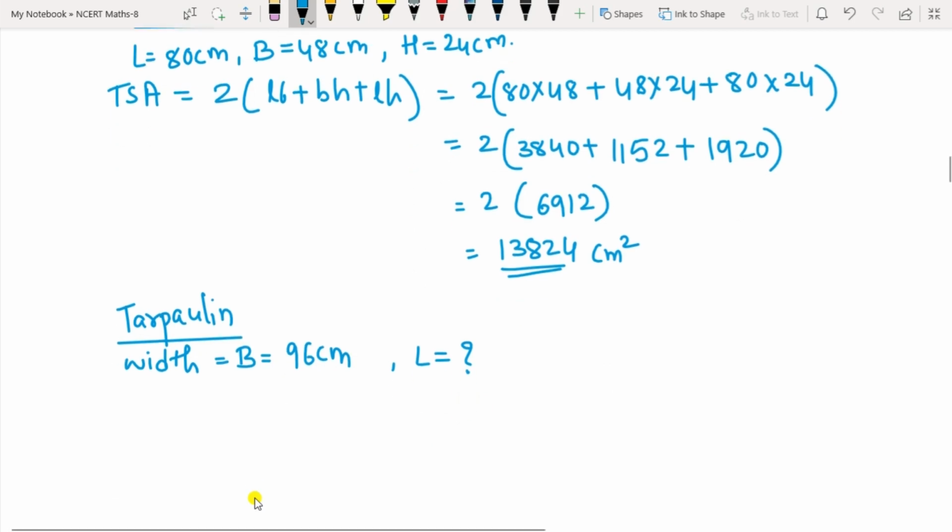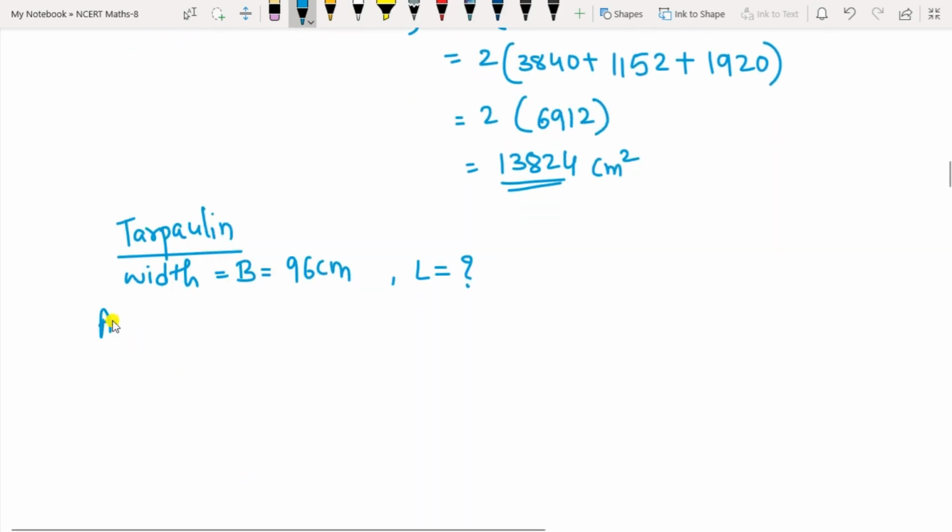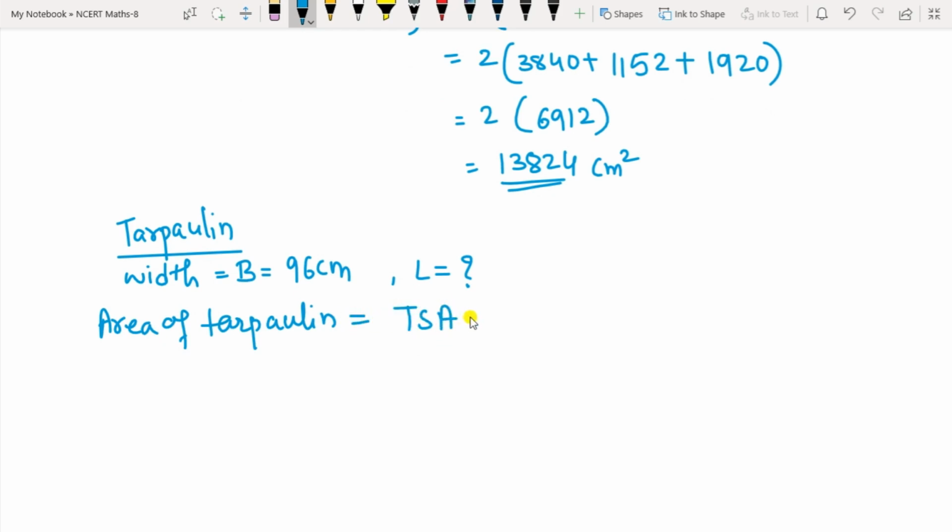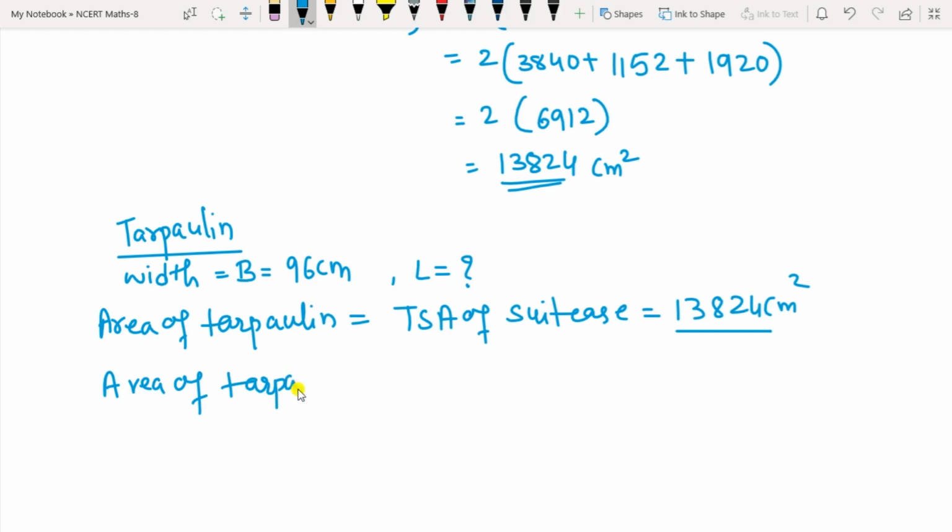So for that, write area of tarpaulin equal to area of tarpaulin. Area of tarpaulin will be equal to total surface area of suitcase, and that is equal to 13824 centimeters square. So that will be the area of tarpaulin, that much cloth required to cover the whole suitcase. Okay, but area of tarpaulin is in the form of a rectangle. So area of tarpaulin will be equal to L into B.